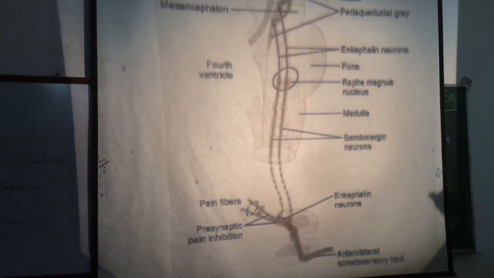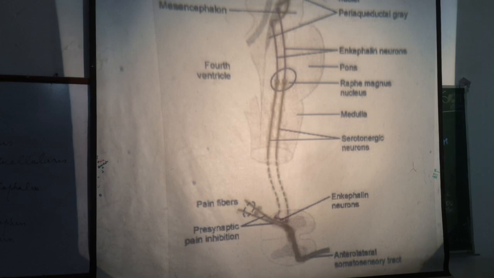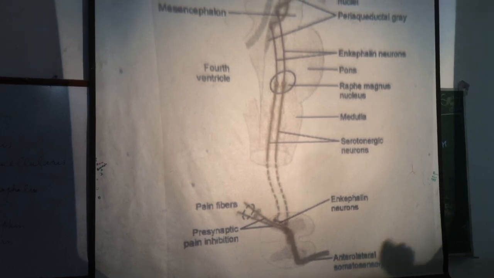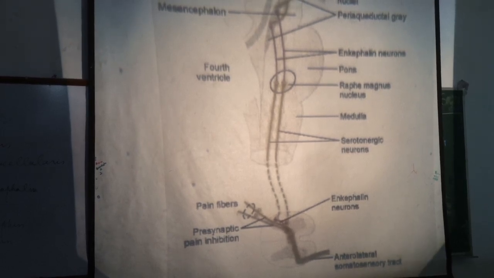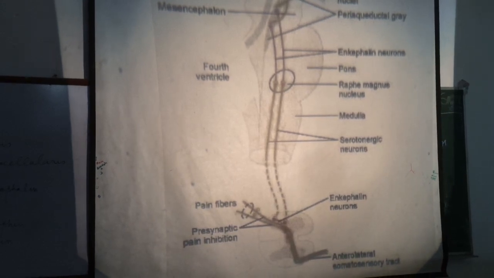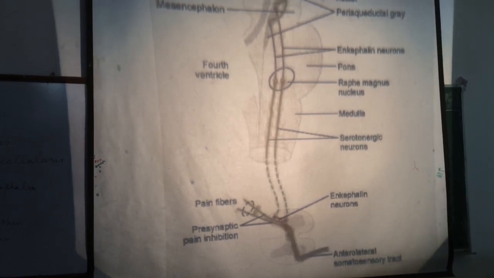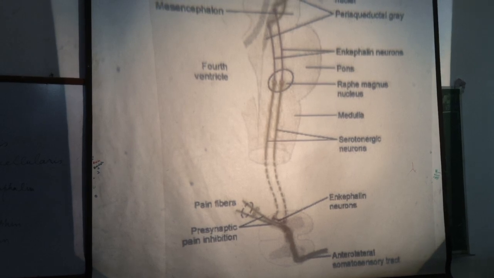So this was about the analgesia system, which suppresses pain. Both types of pain, fast and slow pain, are suppressed by the analgesia system. Moreover, reflexes activated by pain impulses, say flexor reflex or withdrawal reflex, are also suppressed.